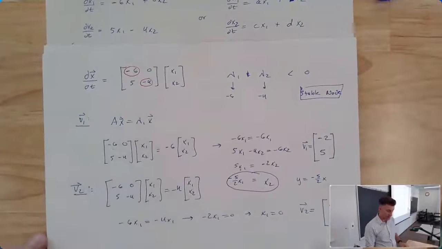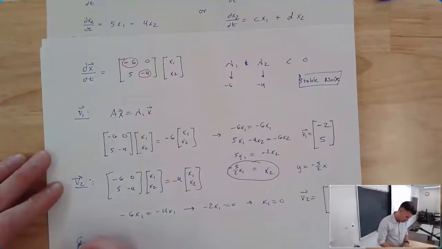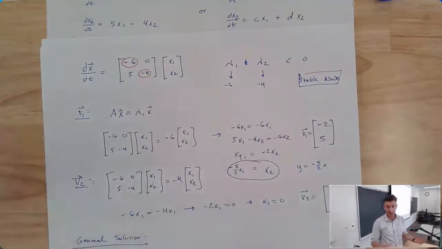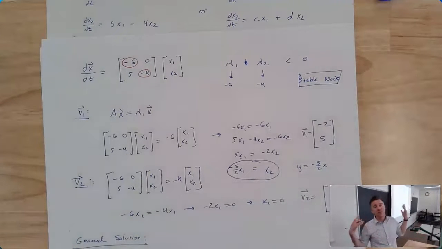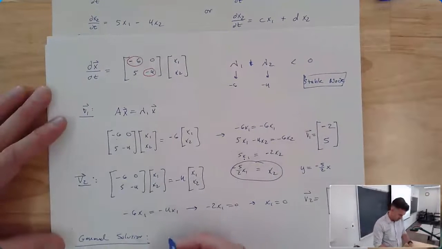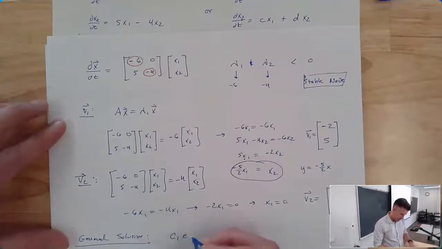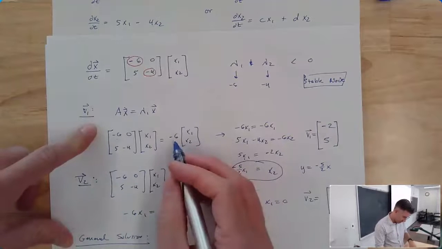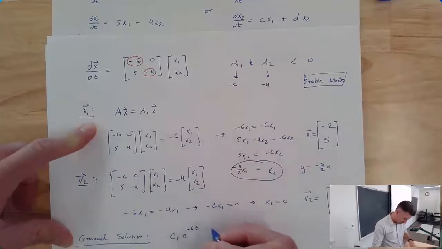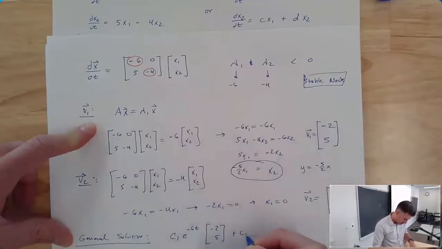So now we can totally write the general solution. The general solution to this system is going to be C1 e to the lambda 1 t times V1 plus C2 e to the lambda 2 t times V2, right? You should definitely memorize that. So here it's going to be C1 e to the -6t times V1, which is -2, 5, plus C2 e to the -4t times V2, which was 0, 1.